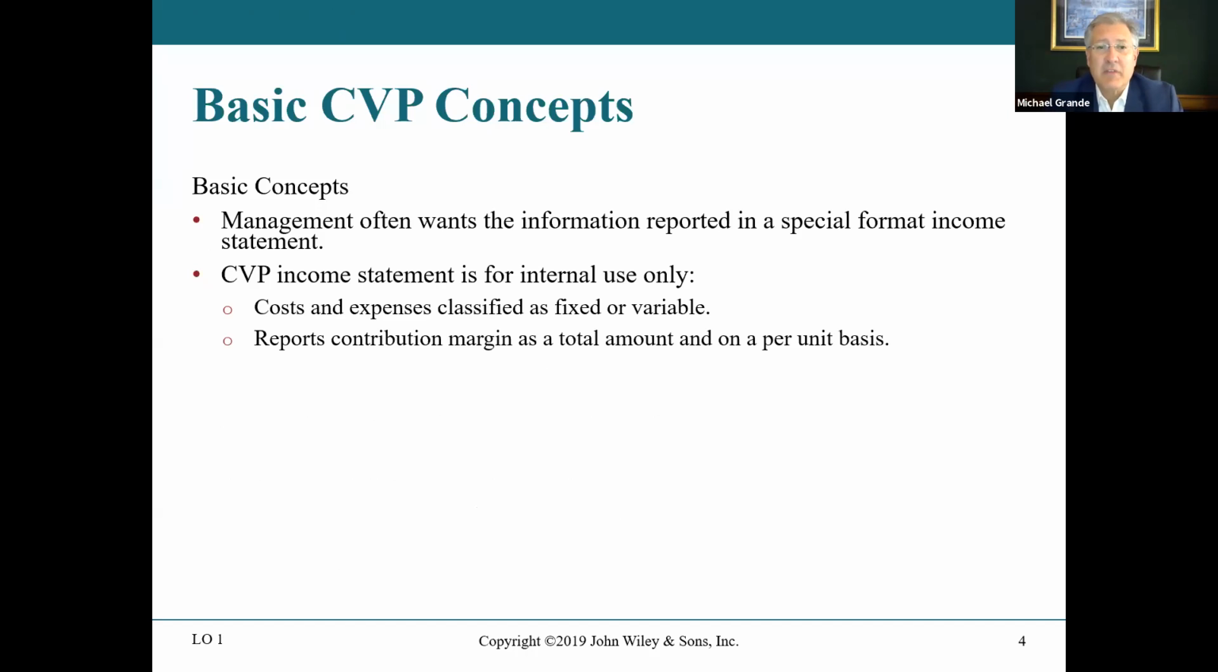So some basic concepts. Management often wants the information reported in a special format income statement. This is the cost, volume, profit income statement. It's used for internal purposes. It's not used for external reporting purposes. And when we talk about external reporting purposes, we're talking about preparing financial statements for shareholders and regulatory bodies. The reports on the contribution margin are in total amount and also on a per unit basis. Costs are classified as either fixed or variable.